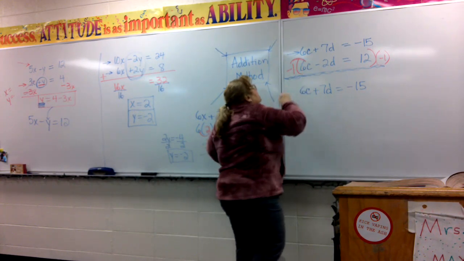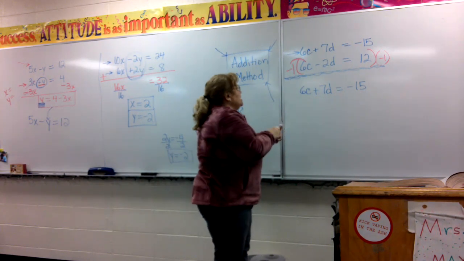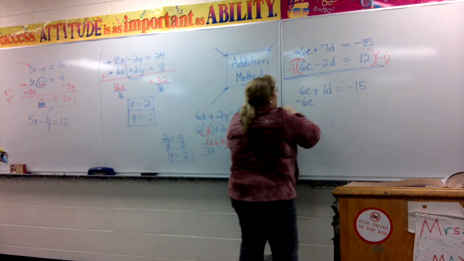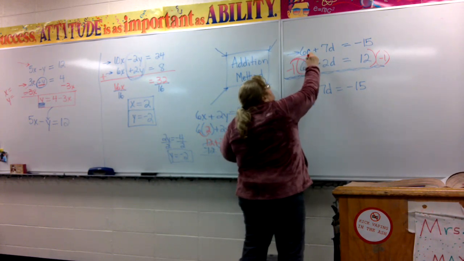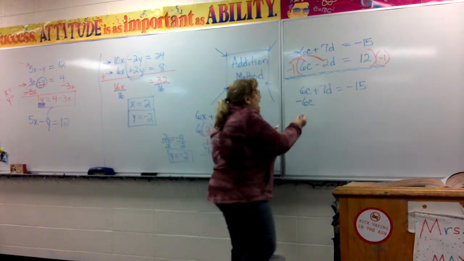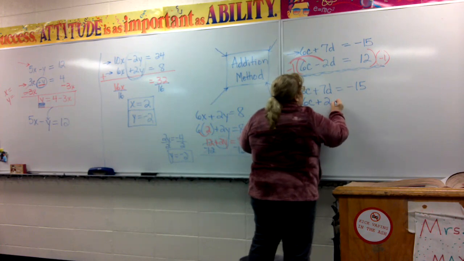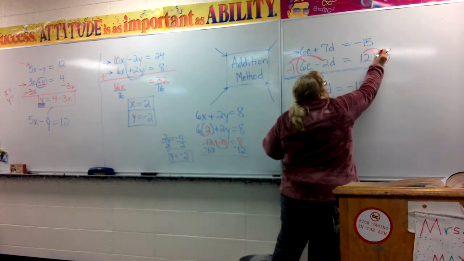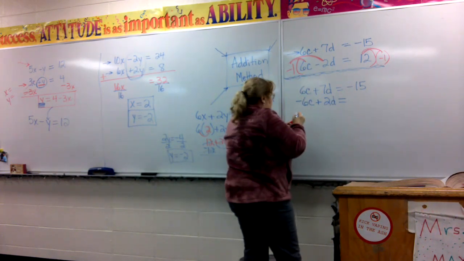So what will I get there? Negative 6c. And what will I get here? -1 times -2. Positive 2d. And then don't forget to multiply the other side. -12.